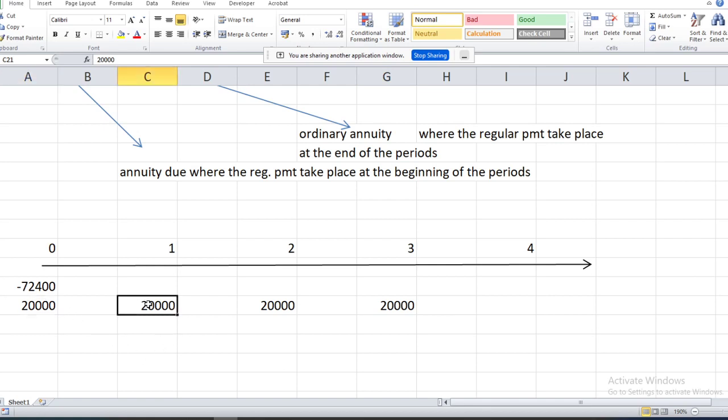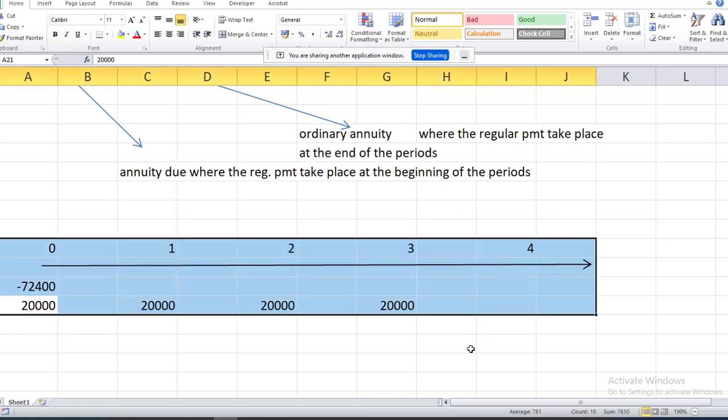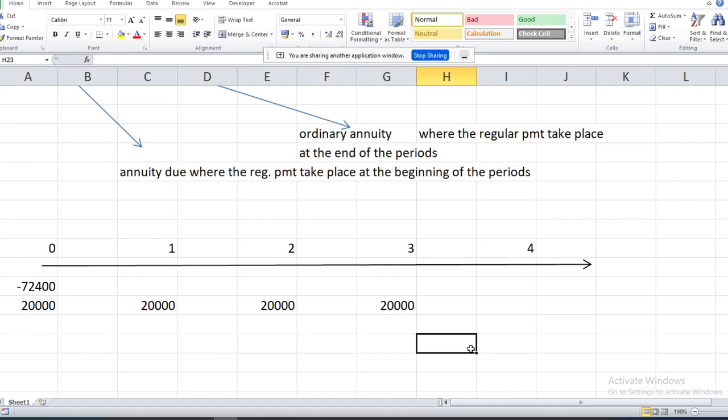The second 20,000 is paid to you at the beginning of the second year. The very beginning of the second year is same as the very end of the first year, so that's where the payment takes place. And the last fourth 20,000 is paid to you at the very beginning of the fourth year. So it's fourth 20,000 and fourth year, but the very beginning of the fourth year is more or less the same as the very end of the third year. So this is how an annuity due would look like.